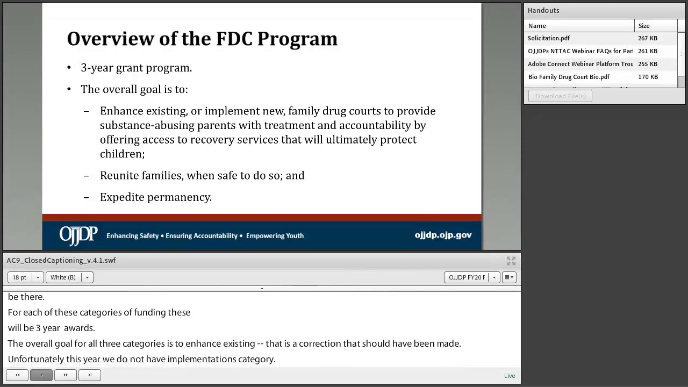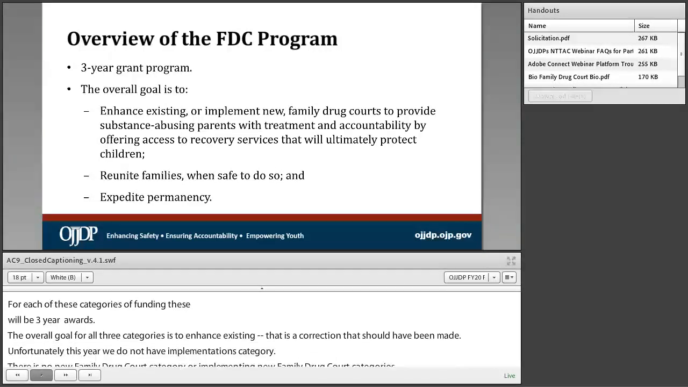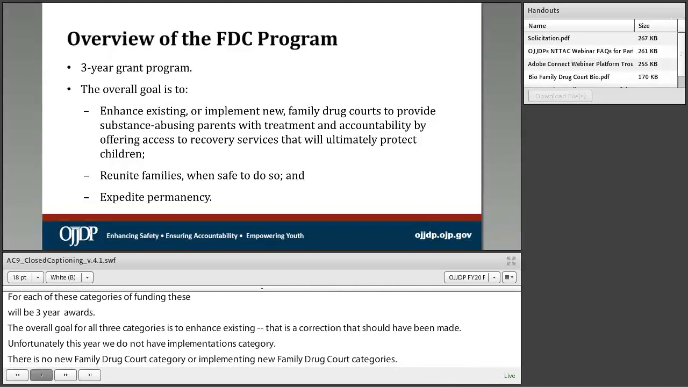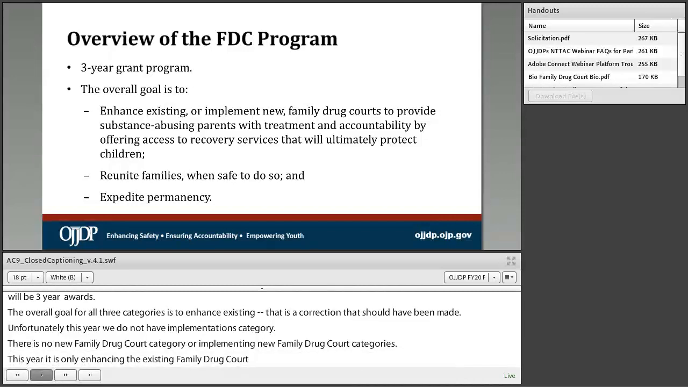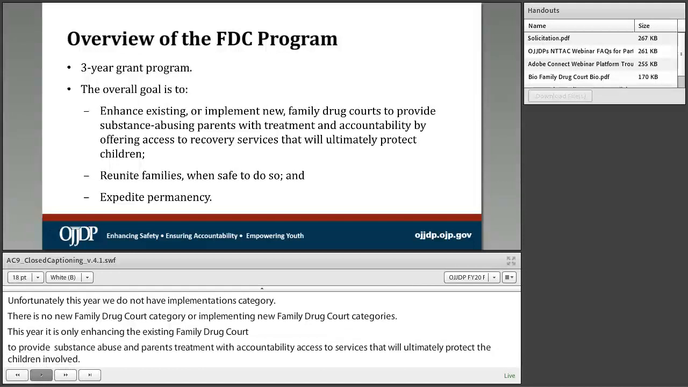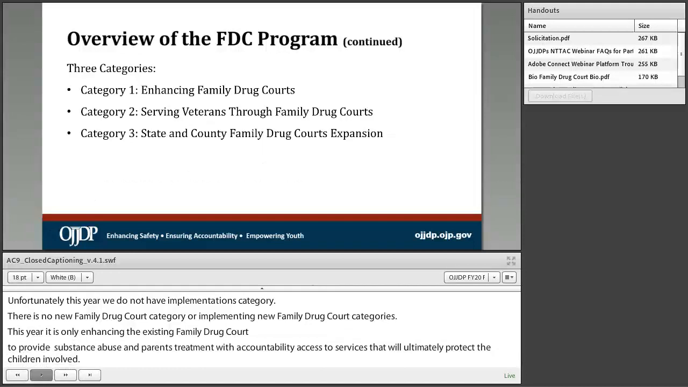So this year it is only to be enhancing existing family drug courts to provide substance abusing parents with treatment and accountability by offering access to recovery services that will ultimately protect the children involved. And of course, we want to reunite families when safe to do so, and expedite permanency for those involved.